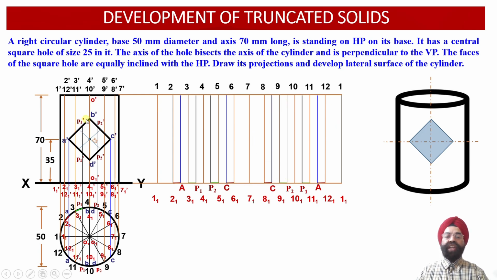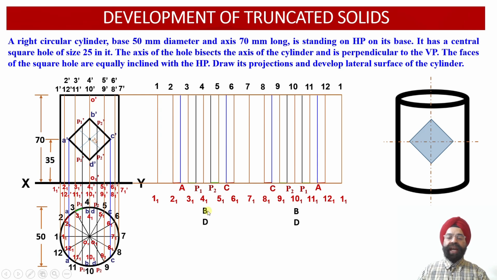So now we are going to obtain the corresponding points of intersection, to locate the different points of intersection of the square hole and this right cylinder in the lateral surface development view over here. Let us obtain each one of these points of intersection in the development surface view.